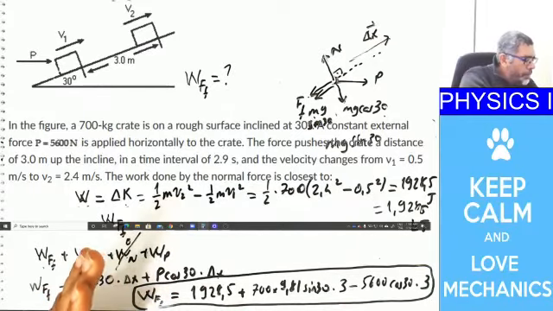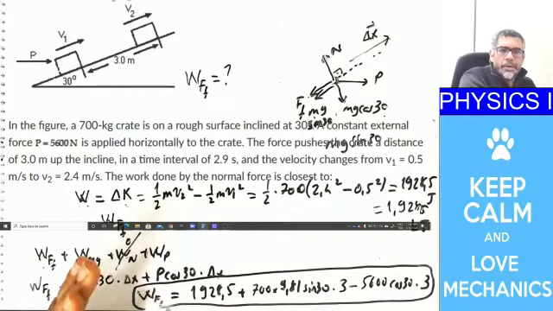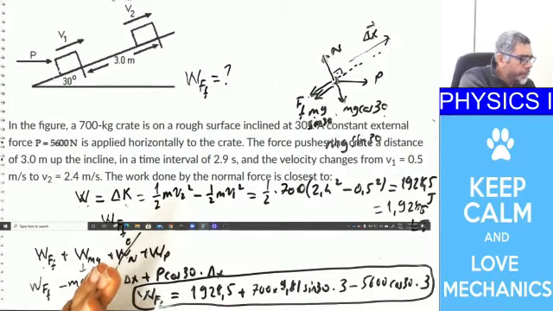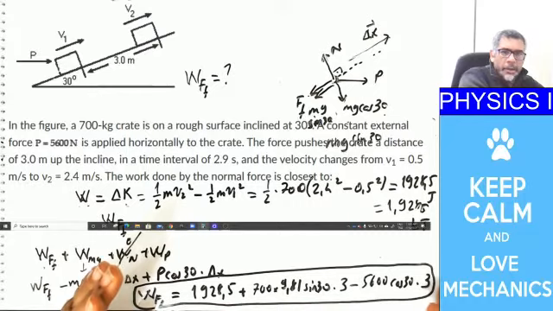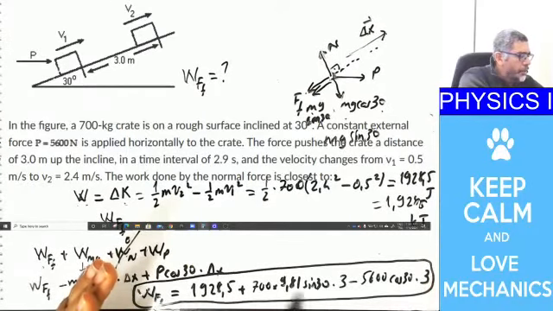Okay, so just check this. You should find a negative value because the work done by friction is always negative. Frictional force is always in the direction opposite to the direction of motion. Just check this. This quantity should be negative. If it's not negative, we are doing something wrong.